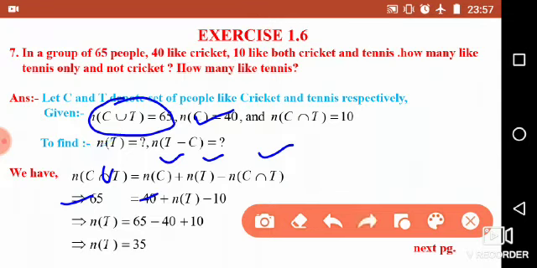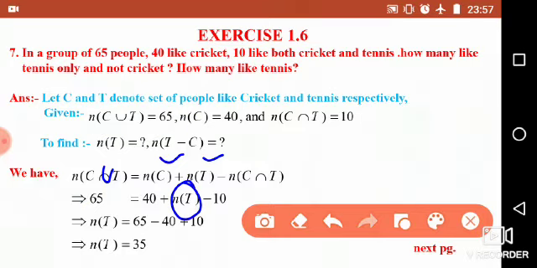Therefore 65 is equal to 40 plus n of T minus 10. We bring 40 to the left side, that becomes minus 40, and minus 10 we also bring to that side, it becomes plus 10. Therefore n of T is 65 minus 40 plus 10, so the people who like tennis is equal to 35. Therefore there are 35 people who like tennis.